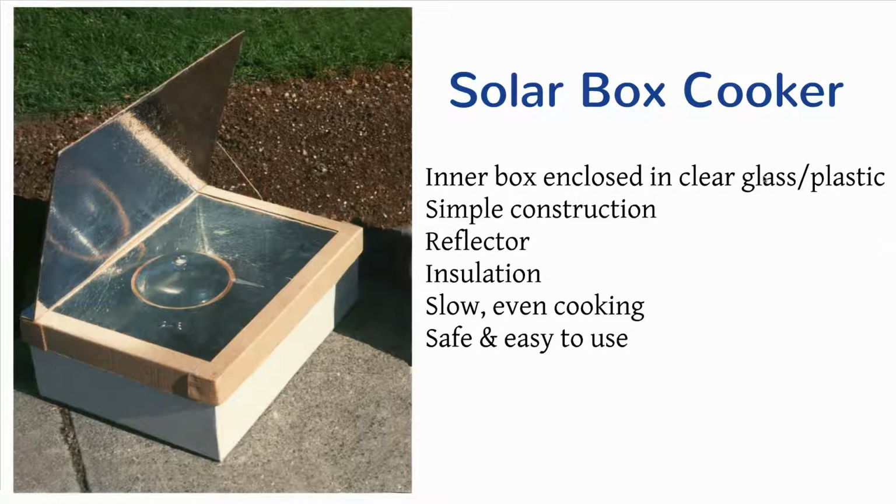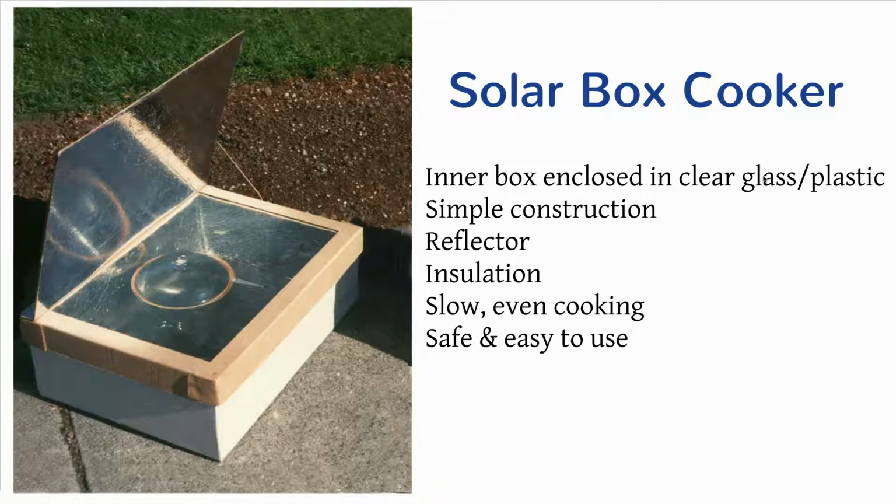So let's look at some simple things. This is a very, very simple thing. I actually built one of these with my 8-year-old daughter. It didn't look that smashy, but you can do it. It's very simple. Basically, I have a piece of aluminum foil that flexes right in, and the material you're cooking is inside there, and of course, you close it so you can cook the meat. The inner box is enclosed in clear plastic or glass.